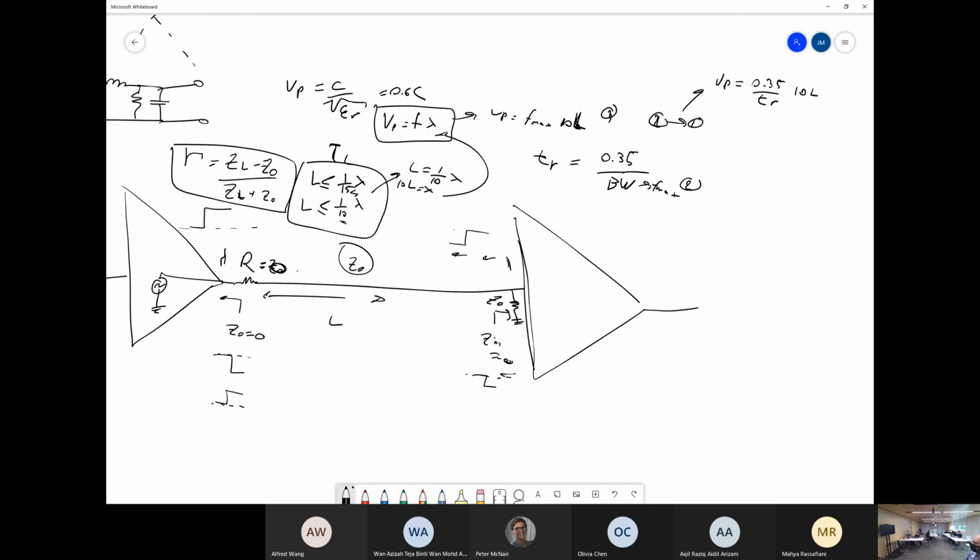If it was a perfect open circuit, as I said, it would reflect by 1. If it was a short circuit, it would reflect by minus 1. So the amplitude would be 1, and the phase would be 180 degrees. You'd have a 180 degree phase shift of the signal, or in this case, it would invert it.